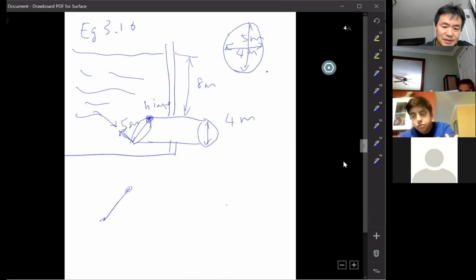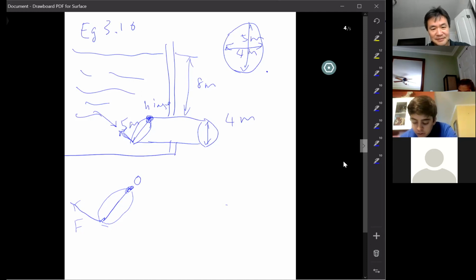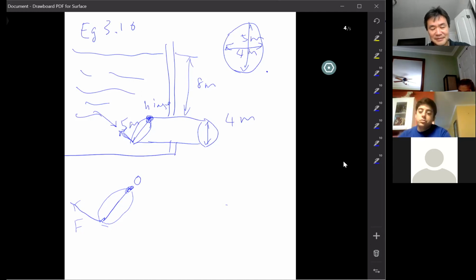Okay, so this is the gate, an ellipse-shaped gate. I need a force to open it. Let's say F. What else? Any other forces? Free body diagram. Let's say that I put a letter here, O. Point O is the hinge. Any other forces on this?